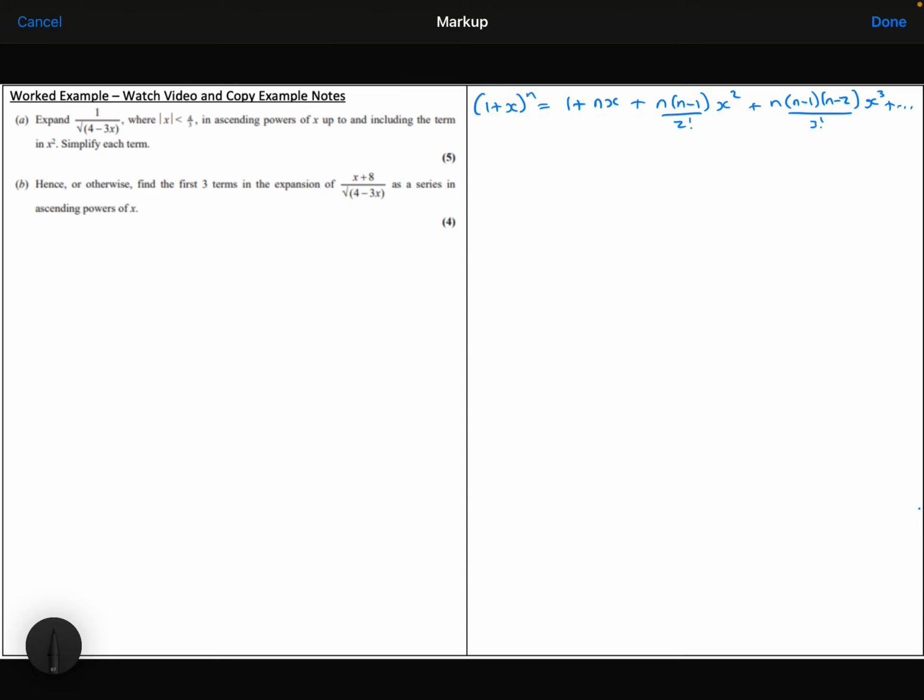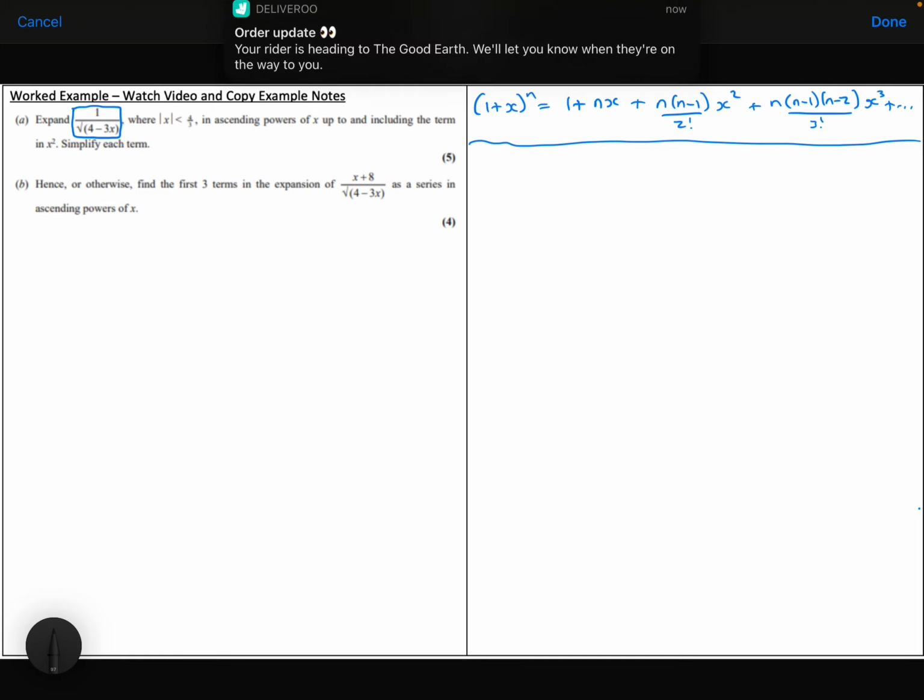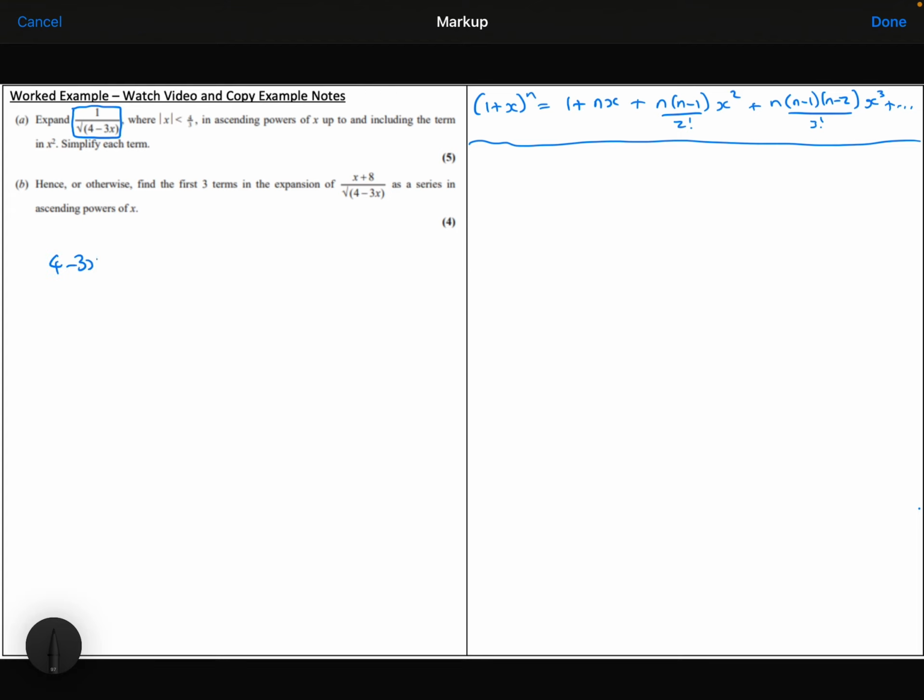You do get given the formula for the binomial theorem in your formula booklet. I have just copied it out here. But as we can see, we first need to do a little bit of work to write this in the form where it is 1 plus x to the power n. So first let's rewrite this as 4 minus 3x to the power of minus 1/2. The half because of the square root, the minus because it is on the denominator.